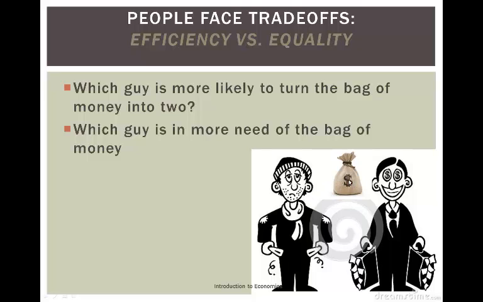Which guy do you think this bag of money should go to? Once again, that's a normative question. We can argue about it as much as we want to, but we won't be able to come up with the one definite answer because that's a normative question.